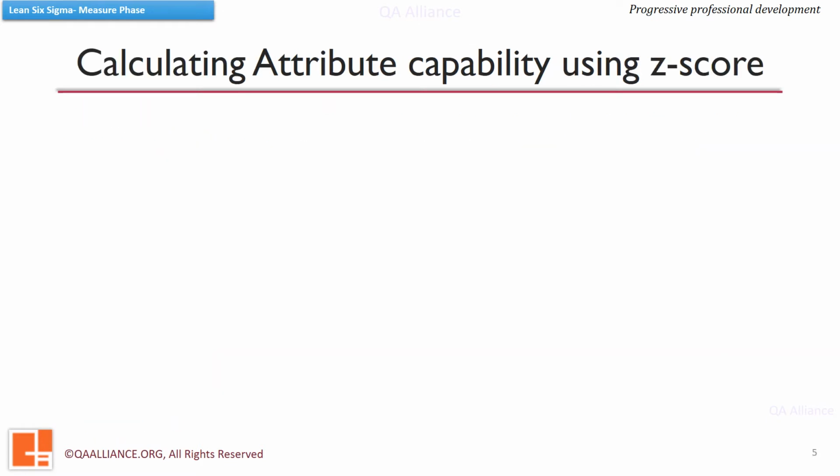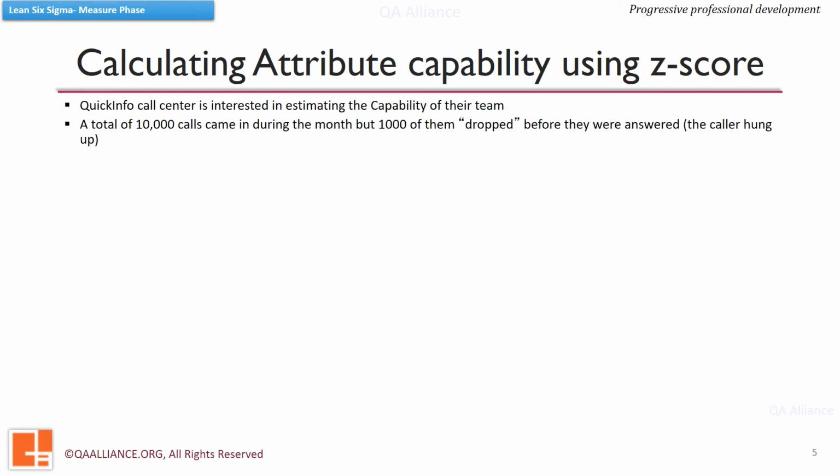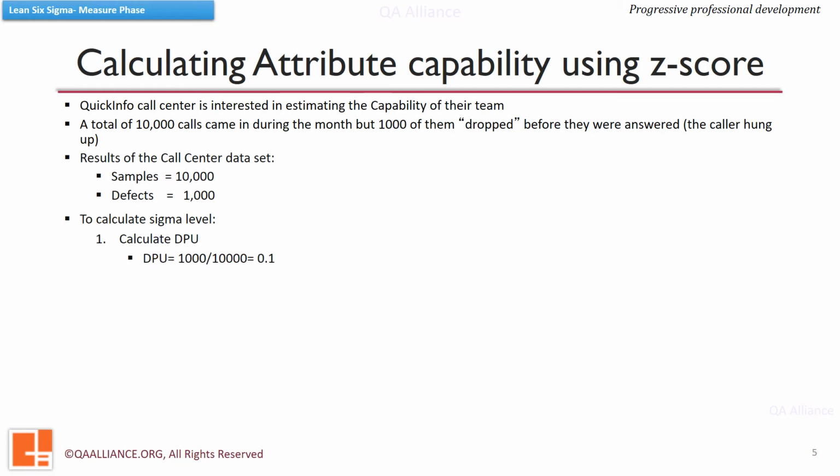Let us understand what we have read so far, with the help of this example. Quick Info Call Center is interested in estimating the capability of their team. A total of 10,000 calls came in during the month, but 1,000 of them dropped before they were answered. Here are the results of the call center dataset. 1,000 defects or call drops in 10,000 calls. To calculate the sigma level, we first calculate defects per unit, which comes out to be 0.1.